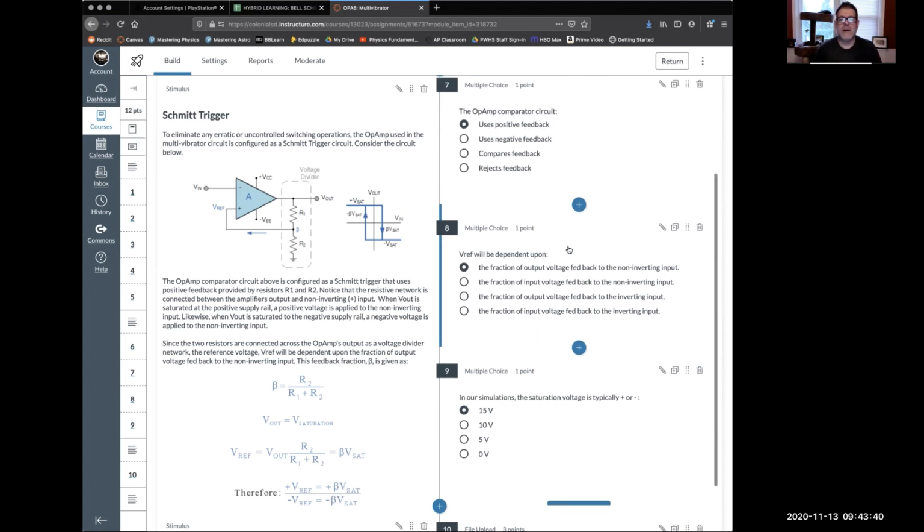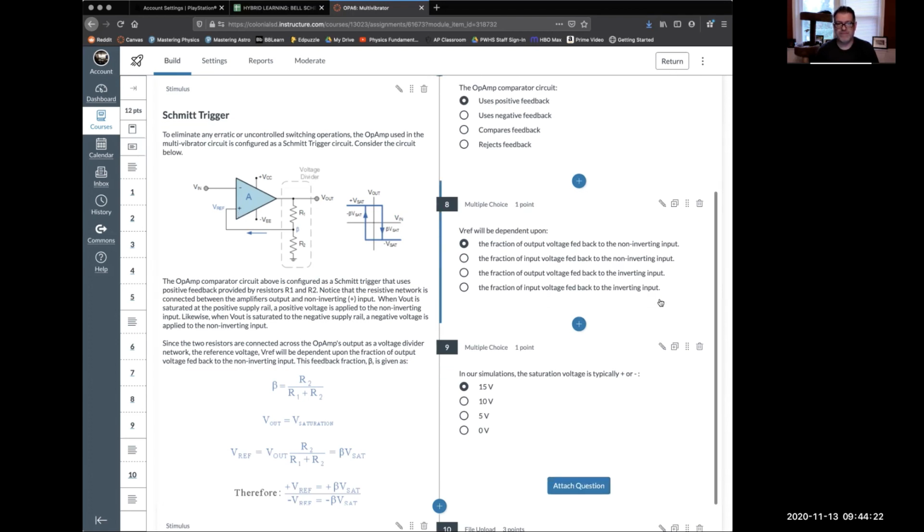Question 8, VREF will be dependent on the fraction of the output voltage fed back to the non-inverting input. Well, this is a very, very complicated statement there. Well, look at it. Here is this voltage feeding back into the non-inverting input. So this statement appears in the text, but I can also see it on the op-amp diagram here. This voltage feeds back into the positive terminal in the op-amp, which is the non-inverting terminal.